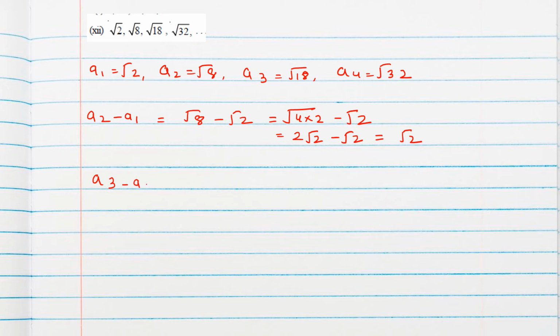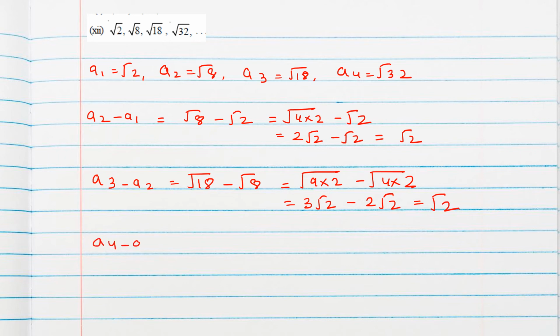Similarly for A3 minus A2, that is root 18 minus root 8. Root 18 we can write as root 9 into 2. Okay, 9 2s are 18. Here also 4 2s are 8. So this will give 3 root 2, and this will give 2 root 2. So 3 minus 2, again root 2 we will get. Then A4 minus A3, which is root 32 minus root 18. Okay, so this is 4 root 2 minus 3 root 2. So it will give again root 2. So we can see here clearly the difference is constant.